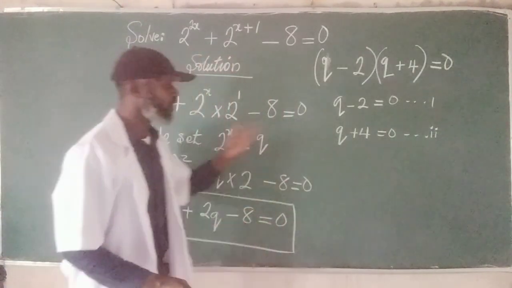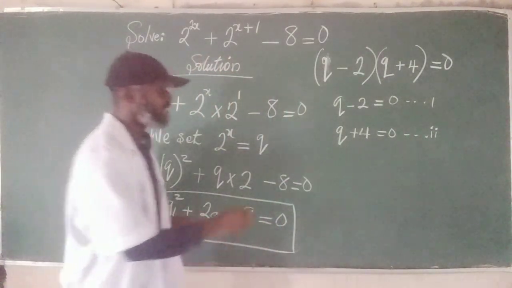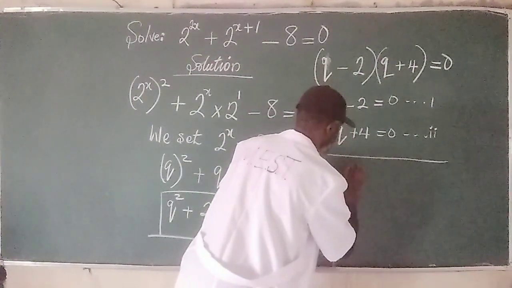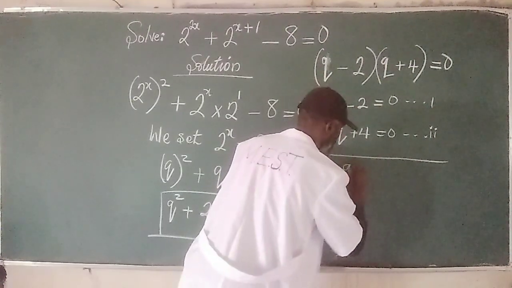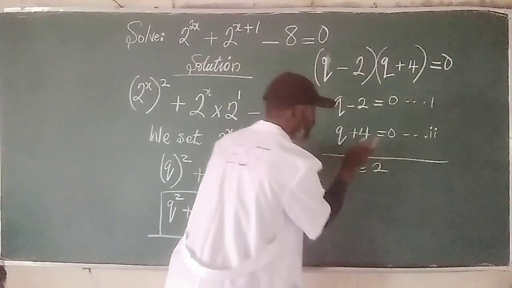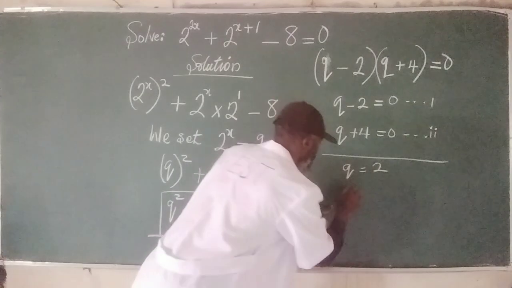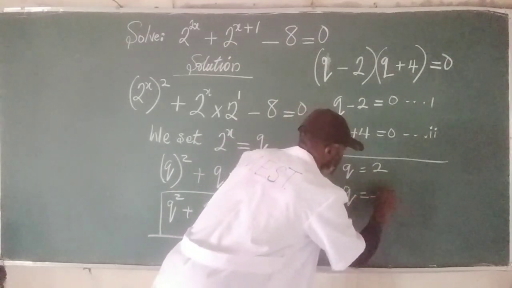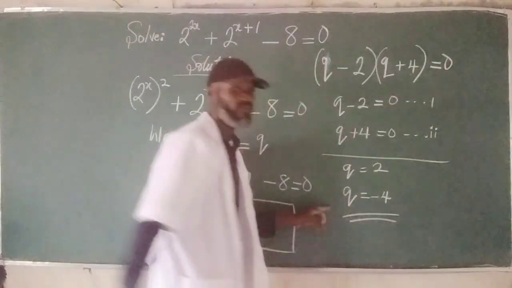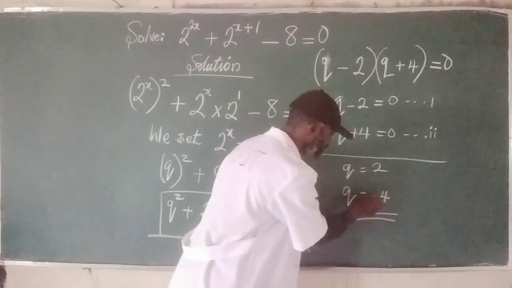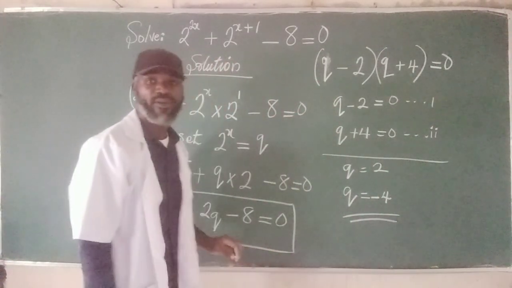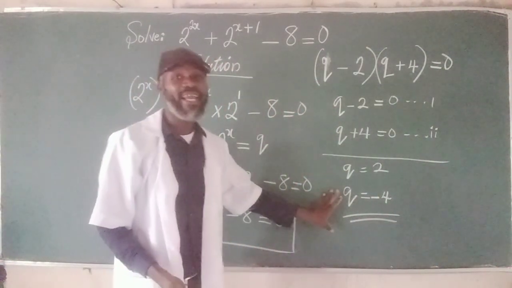Good. So with this, you're making progress. The next thing is from equation number 1, Q is equal to 2, solved. From equation number 2, Q is equal to minus 4, all solved. So we've gotten 2 values for Q. But that is not the end.